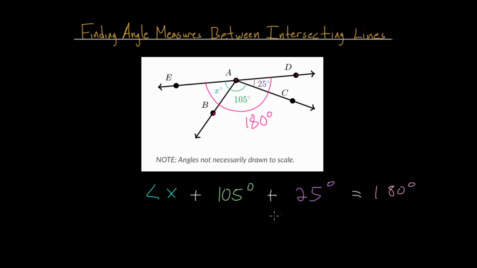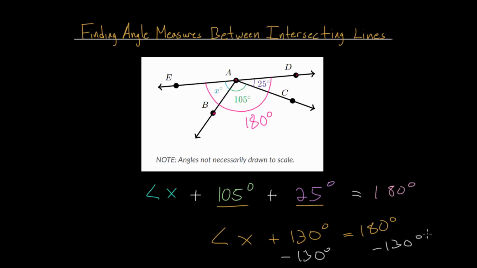So let's just combine like terms. Let's add these two together and simplify. 105 plus 25 is just going to be 130 degrees. And now to get X by itself, we've got to get rid of 130 degrees. Since we're adding it, we will subtract to cancel that out, and we'll do that on both sides. Working over here, on the left-hand side, we get angle X by itself, since these cancel. And 180 minus 130 is 50 degrees.